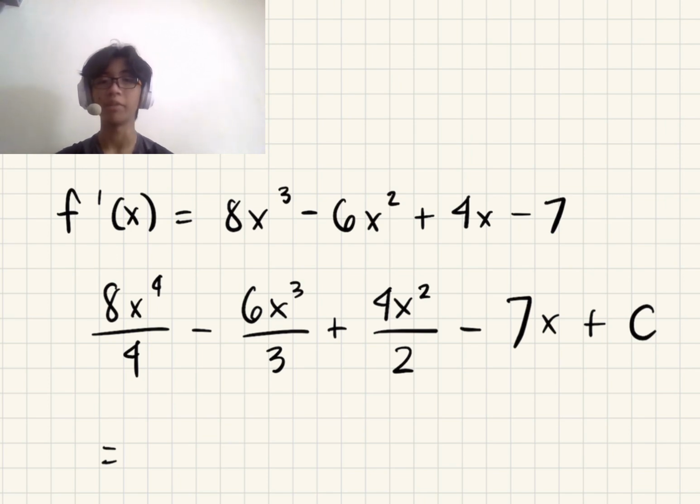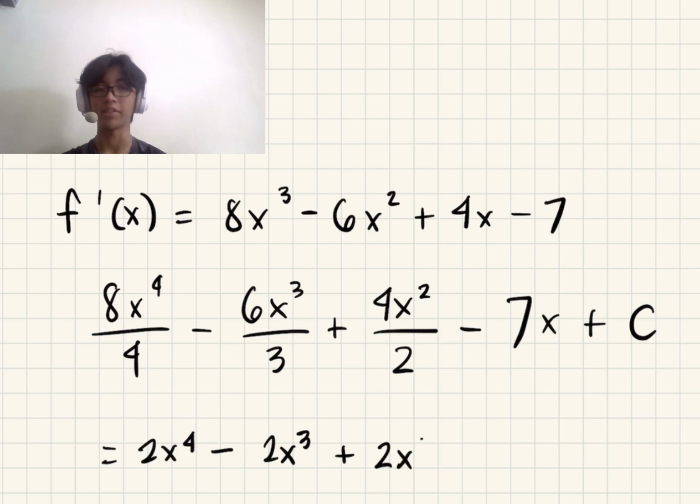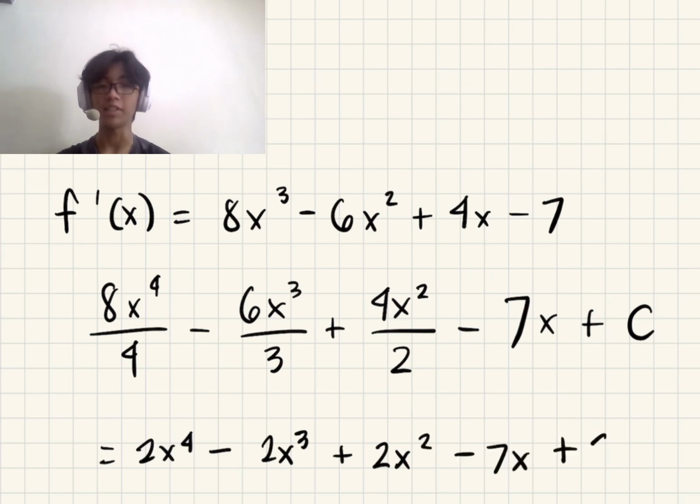So now, let's simplify our answer. The antiderivative is going to be 8 divided by 4, which is equal to 2. So we have 2x to the fourth power. 6 divided by 3. So this is the antiderivative of our original function: 2x to the fourth power minus 2x cubed plus 2x squared minus 7x plus c. So as you can see, it's not too difficult to find the antiderivative, but there are other things that you need to know.